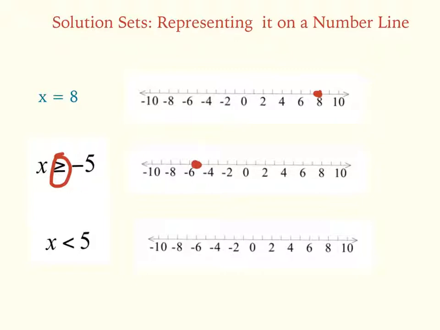And since it is greater than, I'm going to go towards the positive numbers because I need numbers that are greater than -5.